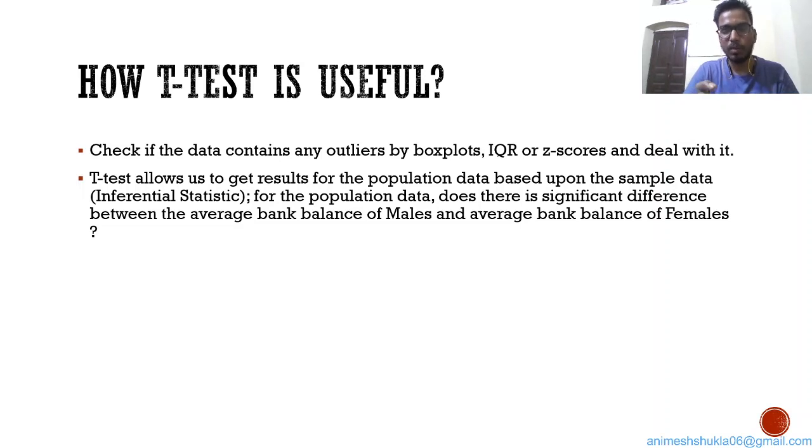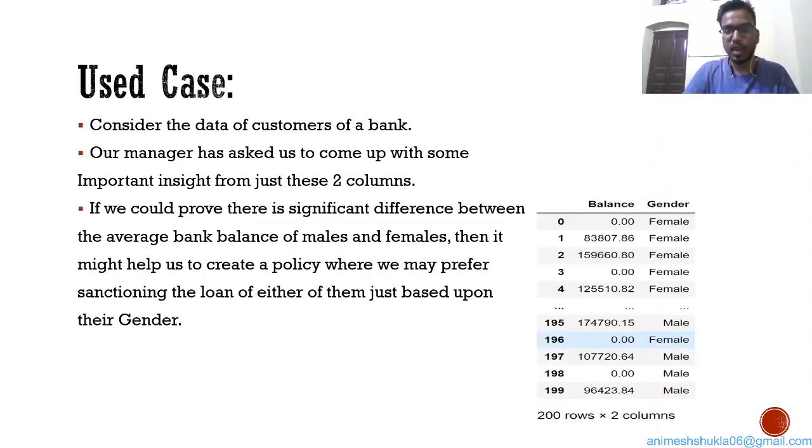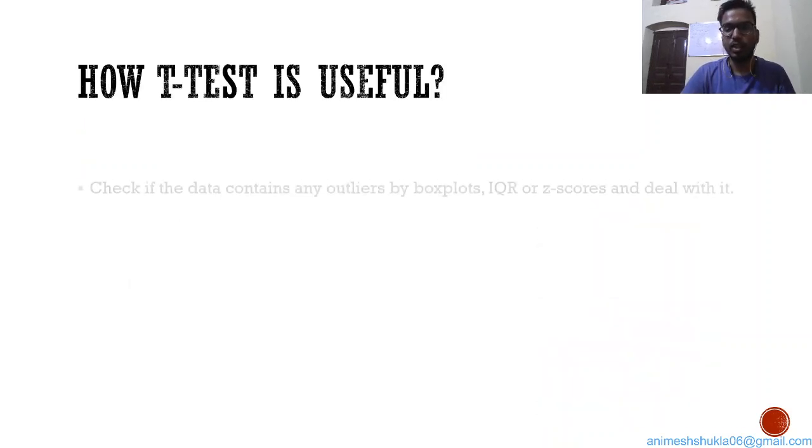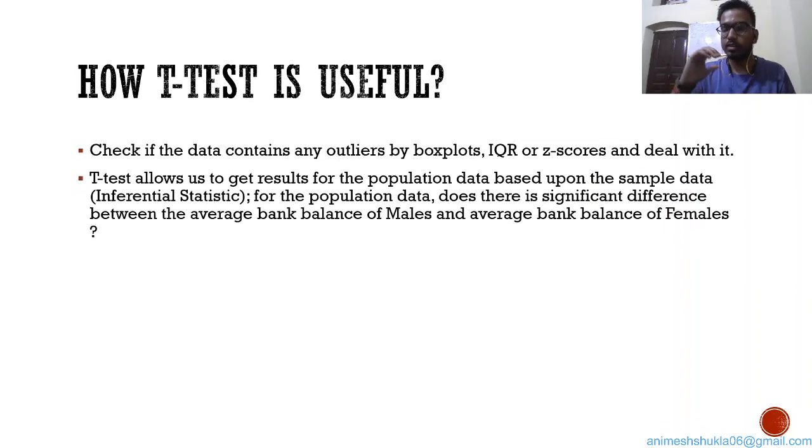So from here what we are basically doing is, we have this data, and we are considering the average bank balance of males and the average bank balance of females. Based upon their average values, we will be drawing an inference whether there is a significant difference between the average bank balance of males and females, and this will lead us to creating some policy that I've discussed before.